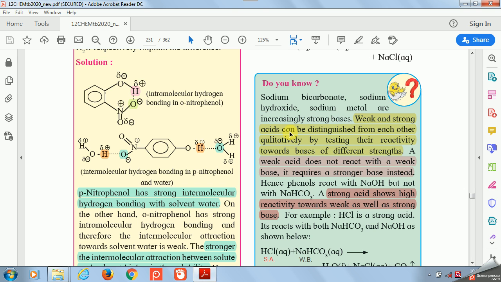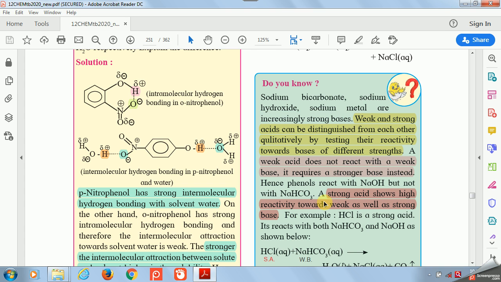Weak and strong acids can be distinguished qualitatively by testing their reactivity toward bases of different strength. A weak acid does not react with a weak base. For example, phenol is a weak acid. It does not react with a weak base such as NaHCO3, sodium bicarbonate. It requires a strong base to react, so NaOH is required.